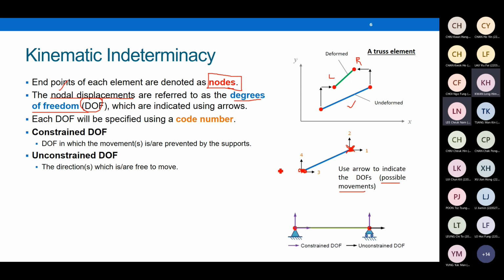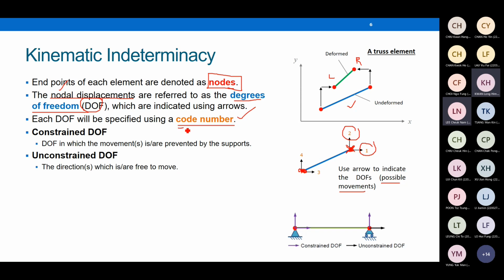To make our communication easier, normally we give them some number. So for example, I use number 1 for the horizontal movement on the right, number 2 for the vertical movement on the right as well. We give them numbers so that we can communicate in a consistent manner, right? Rather than saying left, right, up, down, I can directly mention displacement 1, displacement 2, and so on. Then you can see where they are, right? This is the meaning of the code number. It helps you to identify the position easily.